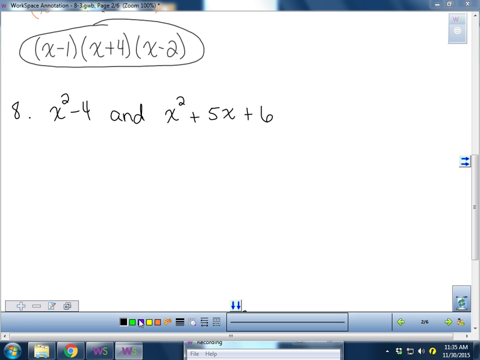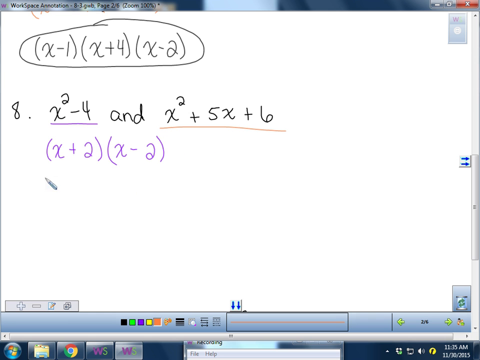Alright, let's do another one. So here I have the difference of two squares, so I will factor that. Remember, with the difference of two squares, it's always a plus and a minus. You take the square root of the front and put that in front, and the square root of the back and put that in the back. And then we're going to factor this one.